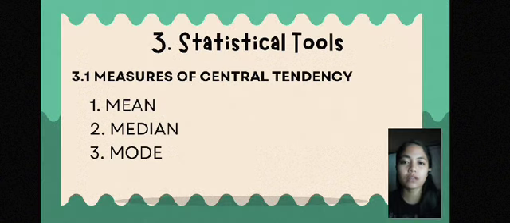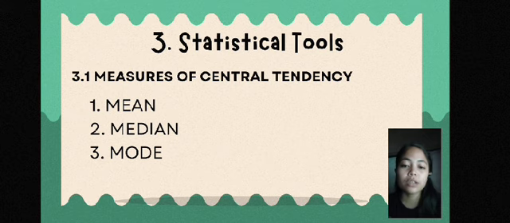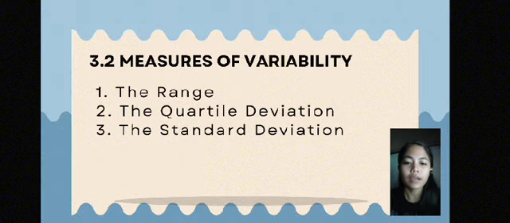Let us proceed to the statistical tools, and we have here the measures of central tendency. I know that we have already encountered in our first year the mean, median, and mode. The mean is simply an arithmetic average of all the scores in the distribution, while the median is the point that divides the scores into two equal halves, and the mode is the most frequently occurring score in the distribution.